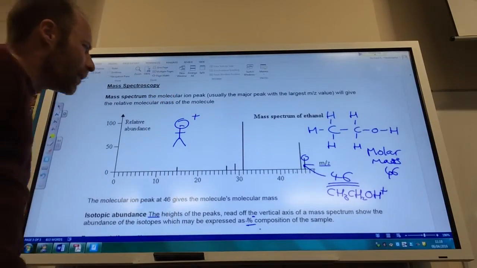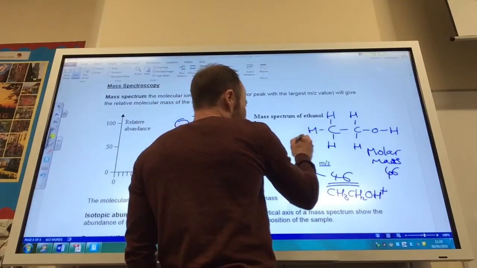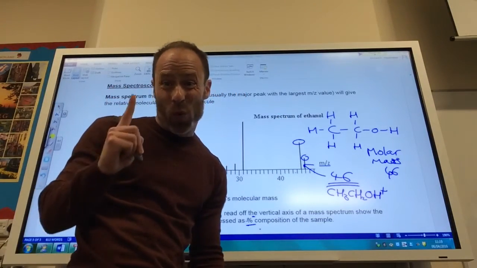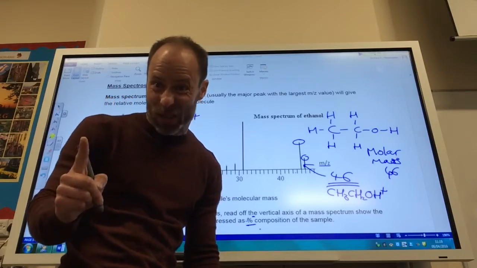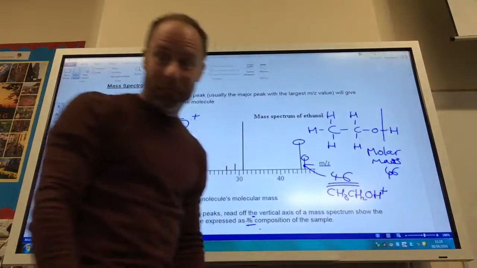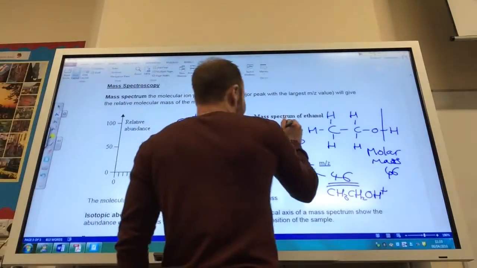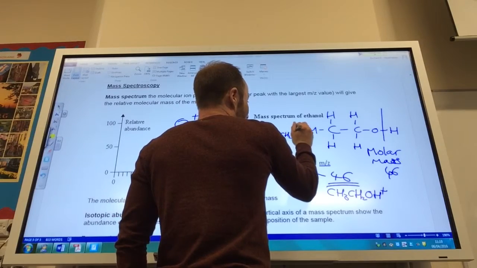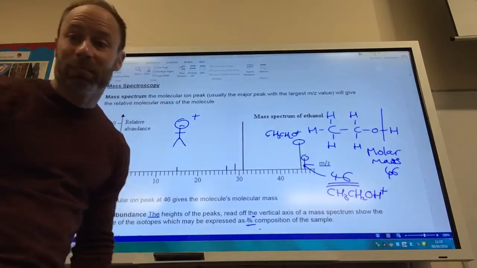So what do I see? Well, I see a peak at 45. What do you reckon that's been? Look at this molecule. Well, what's likely? I've lost 1. What's it going to be? It's going to be a hydrogen, isn't it? You haven't got anything else that has a mass of 1. It's likely to be that one there. So that peak there is going to be CH3CH2O+ for that one.